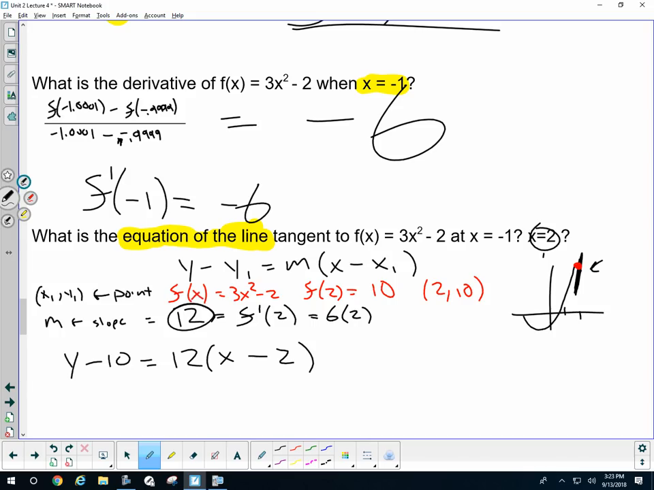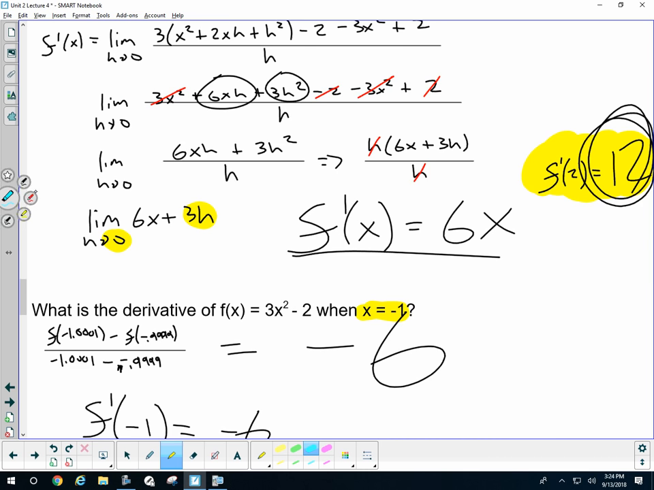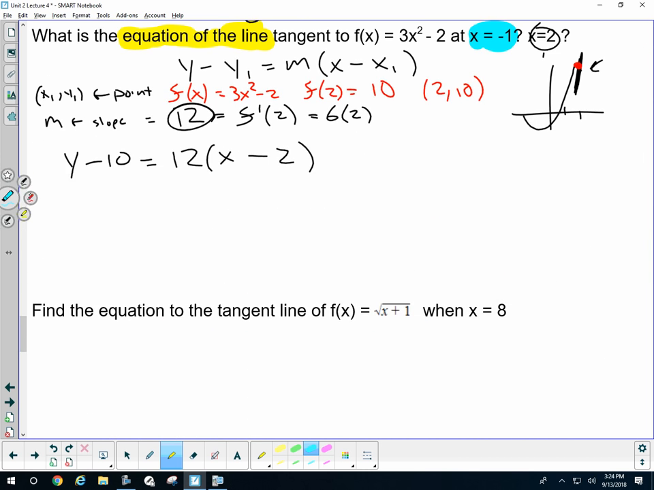You guys develop the equation for the tangent line to 3x squared minus 2 at x equals negative 1. Check your equation with a neighbor.